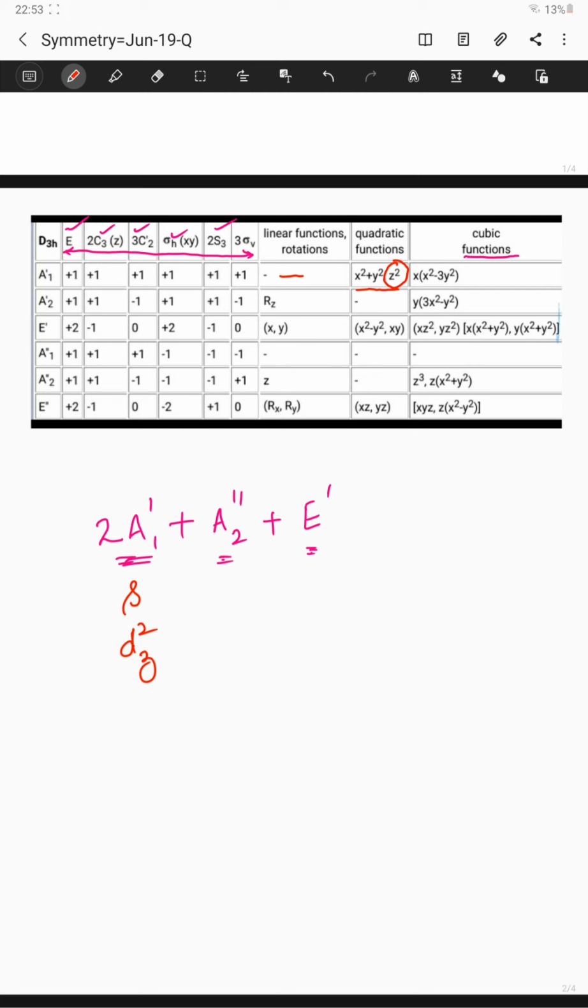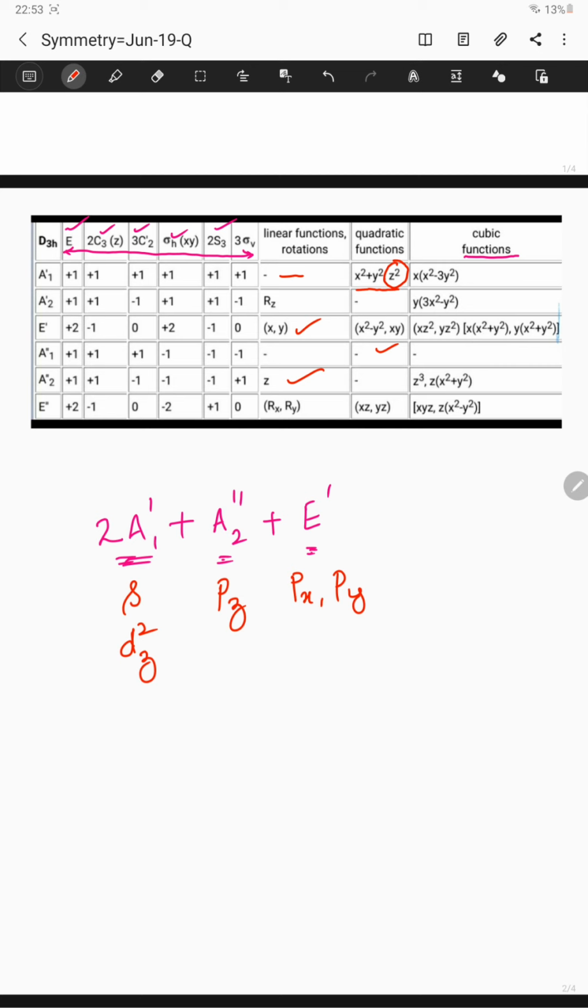Right. Let us come to A2 double prime. For A2 double prime, the only function that is present is z, which represents a pz orbital. Coming to E prime, there are 2 functions. One is a linear, the other one is a quadratic function. In the linear function, we have a set called x and y. So that set will represent px and py. It is a degenerate set, therefore it is falling under E.